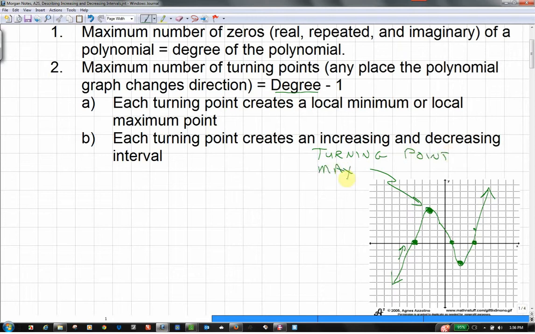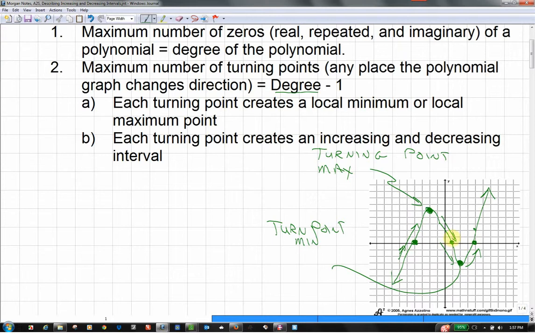And then I go down, and at this place right here, I swing back upward. So I'm going downward, then I swing back up. This would also be a turning point, and it would be a minimum. And we're going to use those turning points, because you can see that right here I have an increasing as I go toward this turning point, and then I'm going downward. So every turning point will create an increasing and decreasing interval.